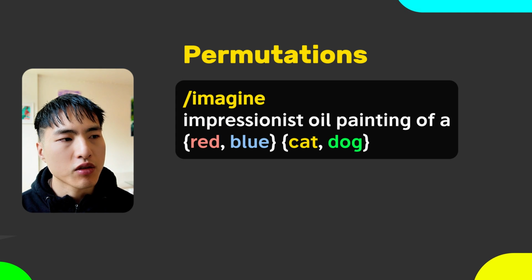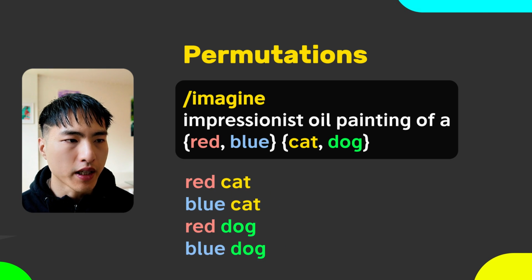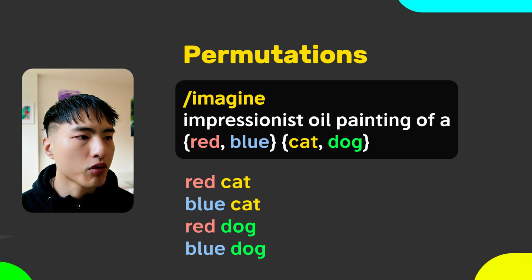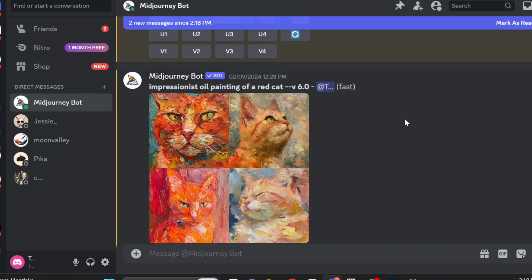To get more advanced, we can apply permutations multiple times in our prompt. For example, this prompt of impressionist oil painting of a red or blue cat or dog, which will generate 4 separate paintings mixing and matching between red, blue, and cat and dog.